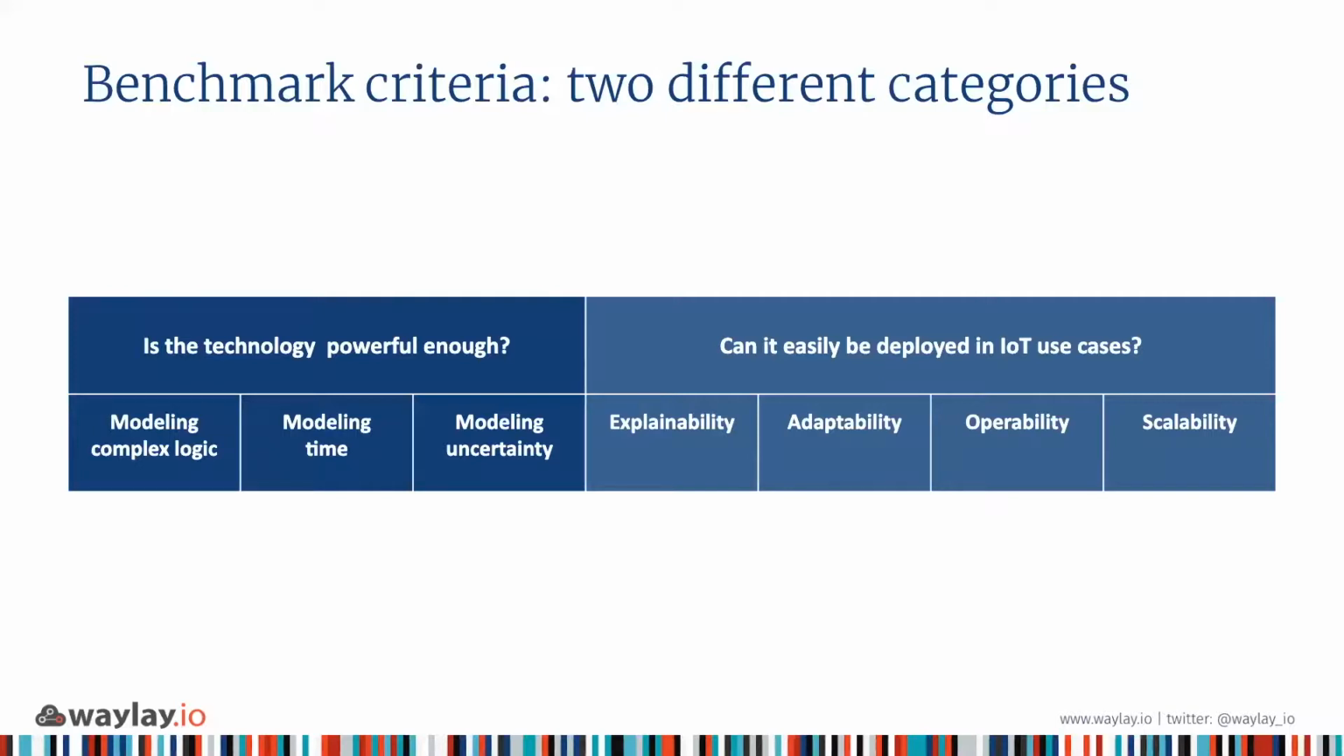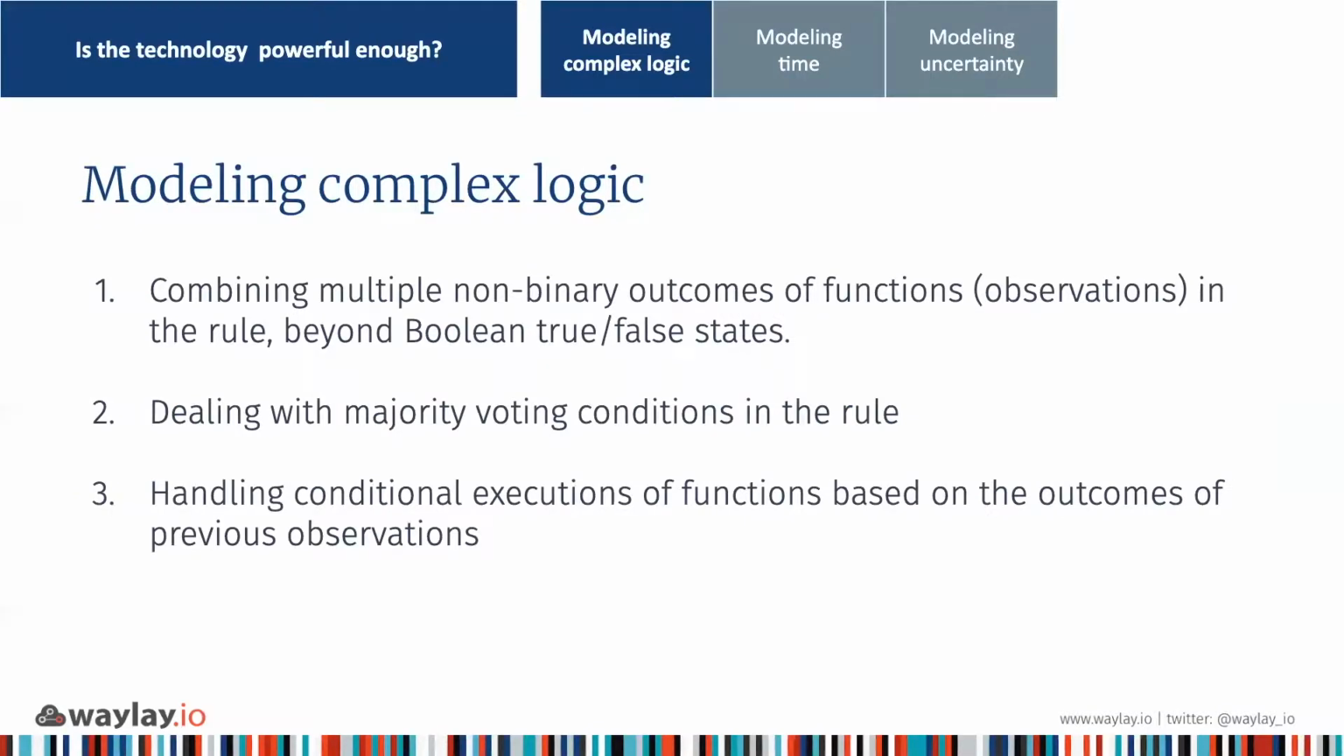So this is where we ended up in the previous webinar. What I would like to do today is go deeper into each of these metrics and show in real life what we mean by each of these benchmarks. If you look at the modeling of complex logic, what we would like to mention is that you, as a developer, as an automation engineer, should be able to combine multiple non-binary outcomes or functions in your rule, beyond simple true-false statements.